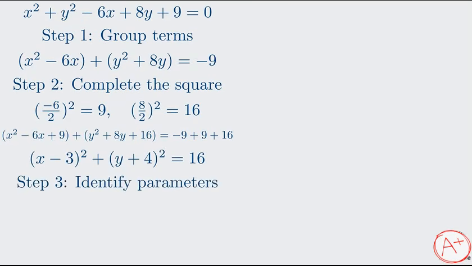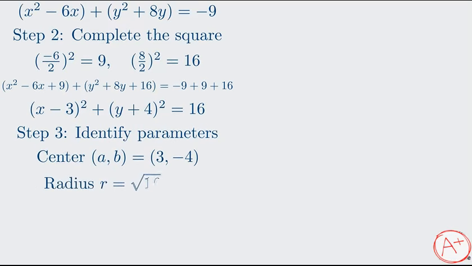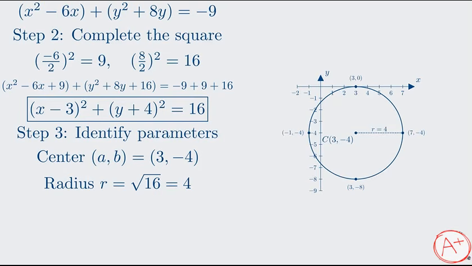Step 3. Identify the parameters. Center (a, b) is (3, -4). Radius r is the square root of 16, which is 4. Let's visualize this. Here is the coordinate plane. We plot the center at (3, -4), and draw the circle with a radius of 4 units. A dashed line shows the radius r equals 4. By completing the square, we have transformed an abstract algebraic expression into a clear geometric picture.